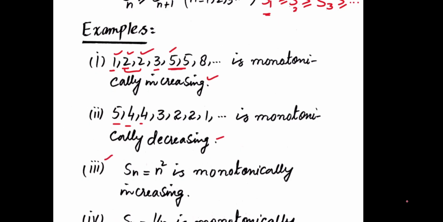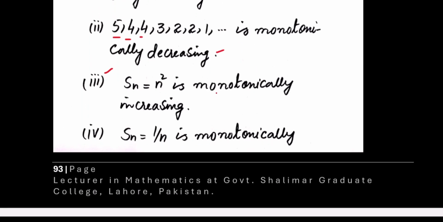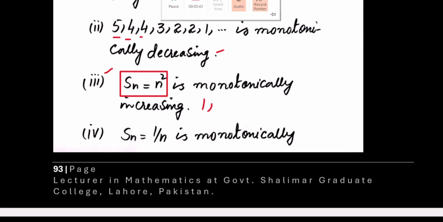In the third, I have written the formula. This is an example of a monotonically increasing sequence in general form. This is the nth term or the last term of the sequence, or the general term you can say. This is a monotonically increasing sequence because when you put n equal to 1, this gives the first term 1 squared, that is 1. When you put n equal to 2, this gives the second term, that is 4. When you put n equal to 3, this gives 9. When you put n equal to 4, this gives 16, and so on. So you can see here every next term is bigger than the previous. So this sequence is monotonically increasing.